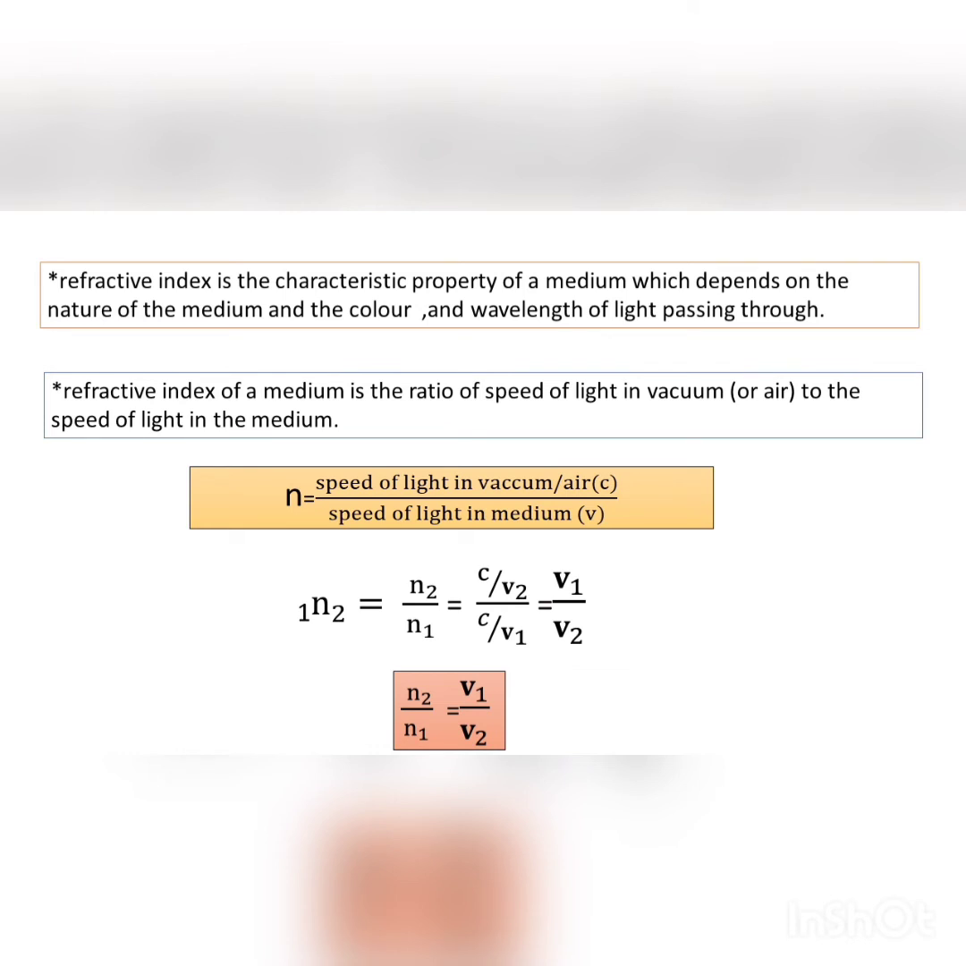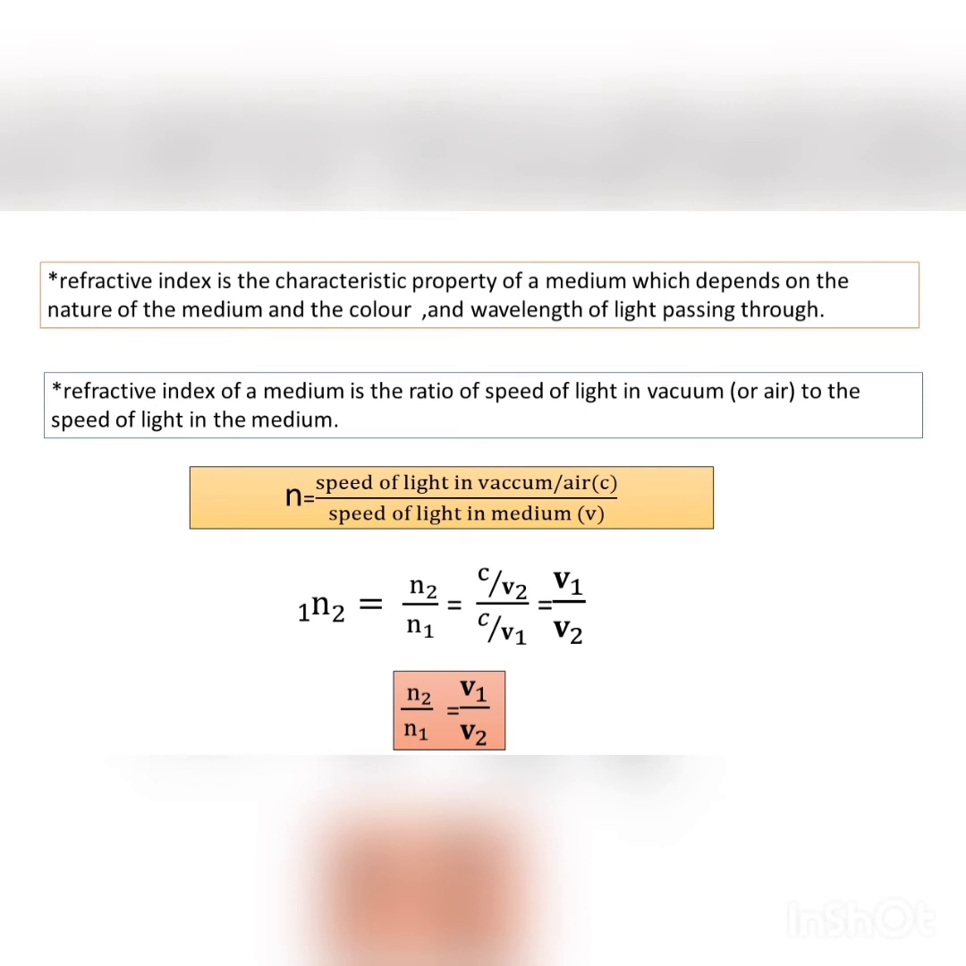Refractive index is the characteristic property of a medium which depends on the nature of the medium and the color and wavelength of light passing through it. Refractive index is the ratio of the speed of light in vacuum to the speed of light in the medium. So we can write N is equal to C by V.